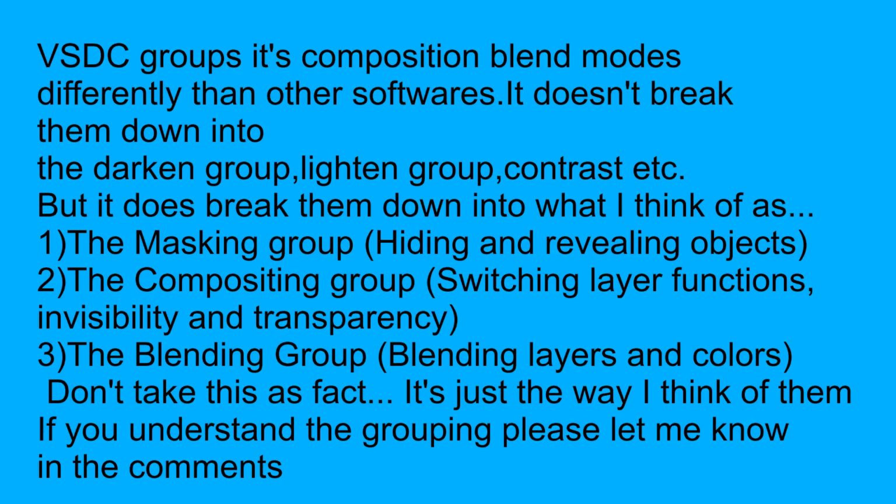Now, VSDC groups its composition blend modes differently than other software. It doesn't break them down into the darken group, the lighten group, contrast, but it does break them down into what I think of as number one, the masking group, which hides and reveals objects, number two, the compositing group, which switches layer functions, invisibility and transparency, and number three, the blending group that blends layers and colors. Now, don't take this as fact, it's just the way that I think of them.